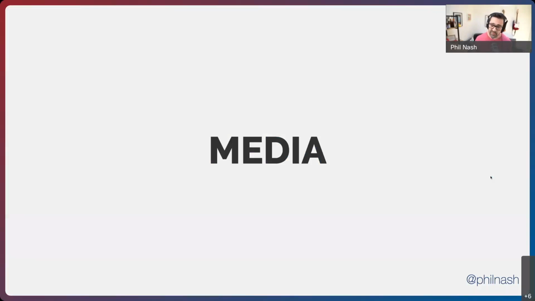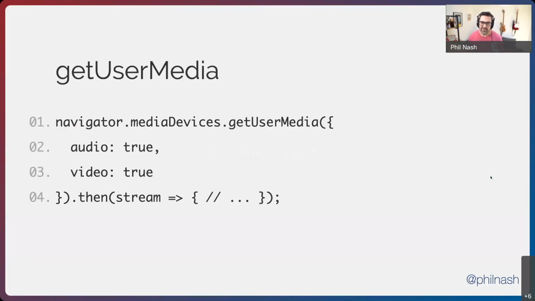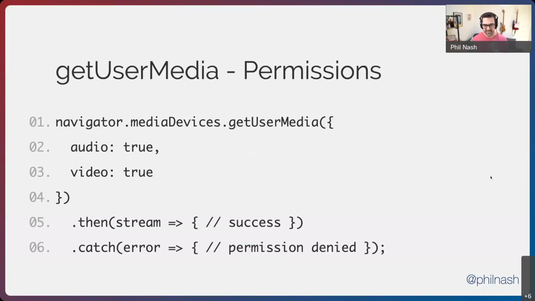So first up, I want to go back to media. Get user media is really simple, but there's more to it. First up, it's important to know that I mentioned this pops a permissions dialog earlier, and if you accept the permissions, then the promise resolves and we end up with a stream object, and that's great.